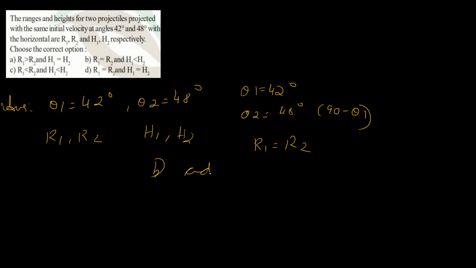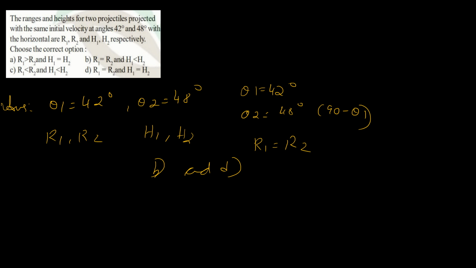First of all, we have to check whether theta 1 and theta 2 have any relationship. Theta 1 is equal to 42. We can say 90 minus 42 is 48. So theta 2 is equal to 48, which means it is 90 minus theta 1. So we can conclude that R1 is equal to R2 for this projectile motion. So we can do option elimination, and we are left with two options, option B and option D.